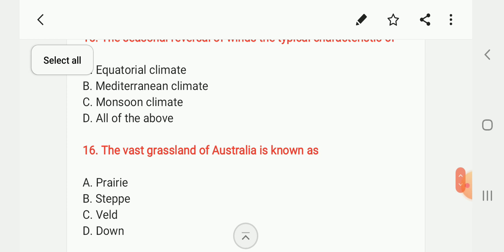The vast grassland of Australia is known as: option A prairie, B steppe, C veld, D down. The correct answer is D, downs. The grassland of Australia is known as the Downs.